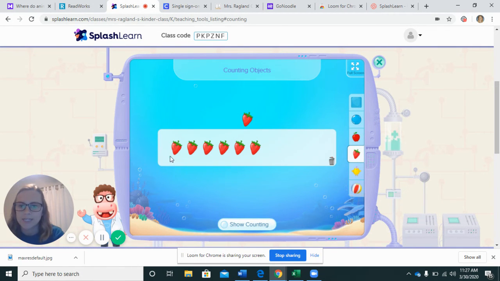So let's see how many I end up with if I take away 3. 1, 2, 3. How many am I left with? 1, 2, 3. Cool. So I started off with 6 strawberries, and then I took away 3 of those, and now I have 3 left. So 6 minus 3 equals 3.